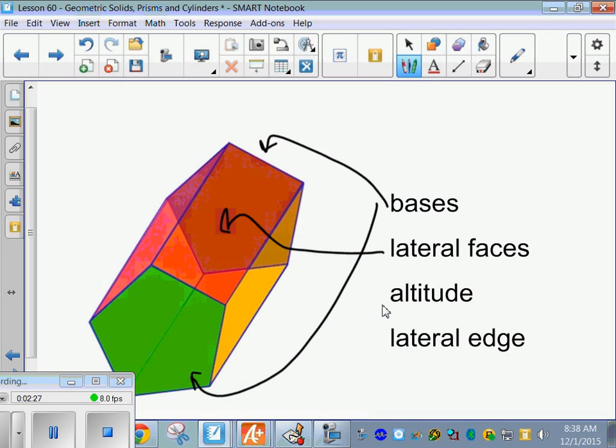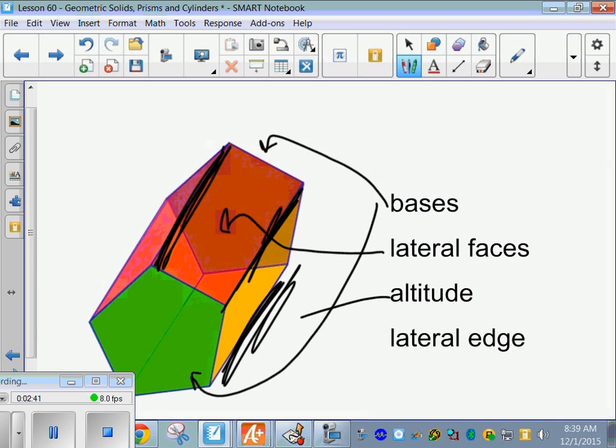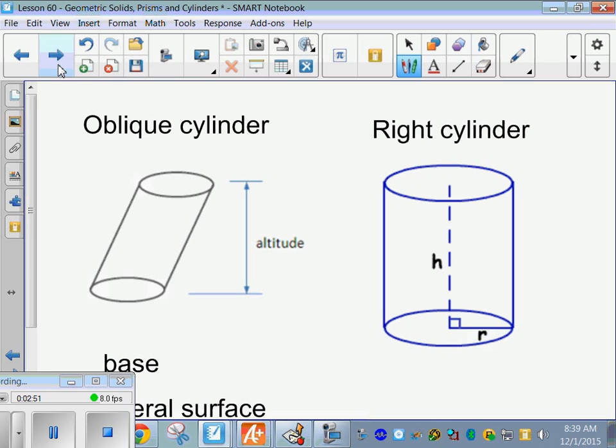Altitude. Could you point to the altitude? It is the height of it. So you could go from here to here, that could be an altitude, or here to here, or here to here. That would be the altitude. And a lateral edge would be the same thing that I just highlighted. Those are all lateral edges, those altitudes. That was just some definitions.